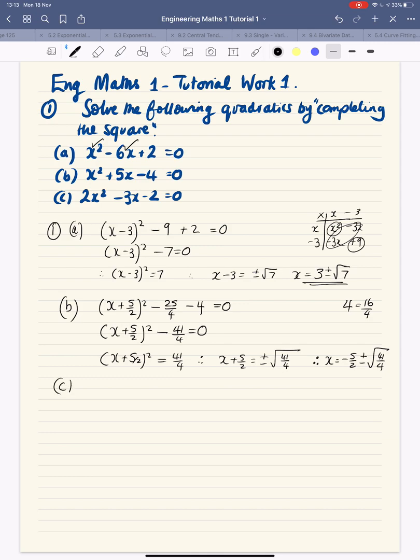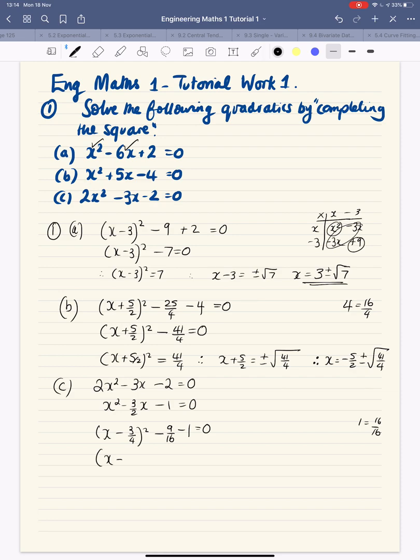And then c. Right, this one we start with 2x squared minus 3x minus 2 is 0. So I would divide everything by 2 first of all. Then complete the square. So it's x minus 3 over 4 now squared, because half of 3 over 2 is 3 over 4. So we take away the 9 over 16, which comes out of there, and then take away the 1. 1 is 16 over 16.